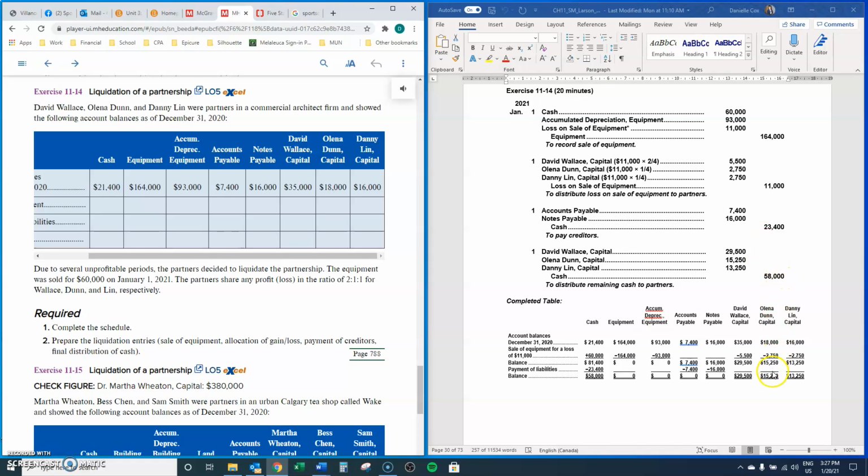And then we do our final entry. We had cash of $58,000, so we credit the cash account to distribute that to the remaining partners. And each of the partners, their shares are listed here, and we debit their capital accounts by that respective amount. So that is 11-14.